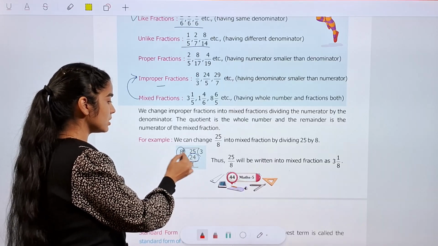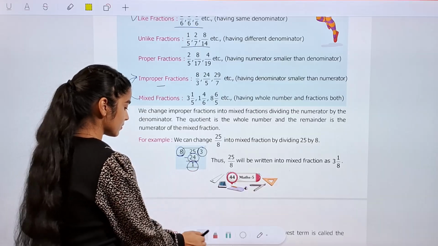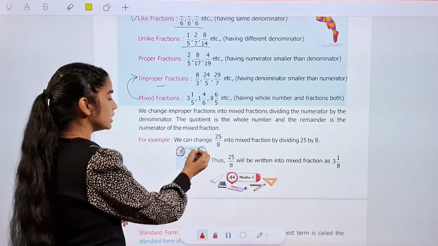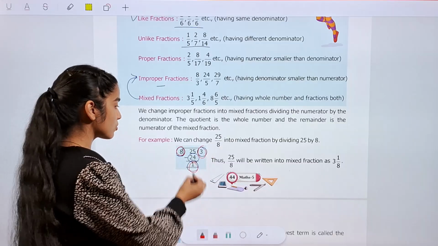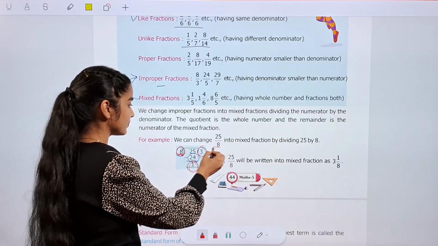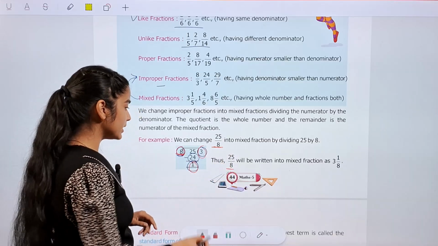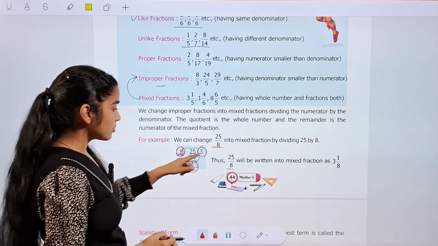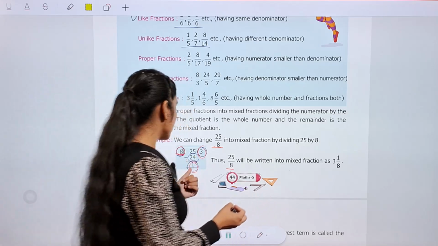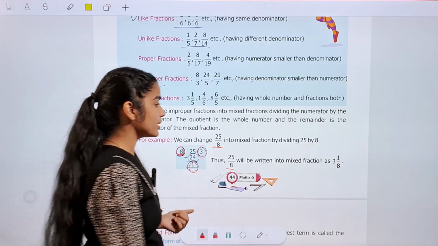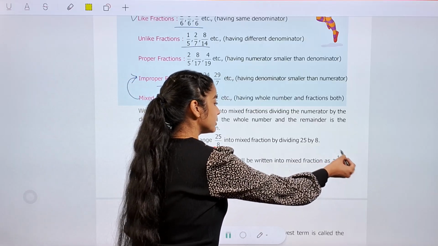So we have these three numbers, and we only have to focus on these three numbers to convert it into a mixed fraction. The denominator will always remain the same, so 8 is your denominator. The remainder will be your numerator, and the quotient, 3, will be written between the numerator and denominator like this.